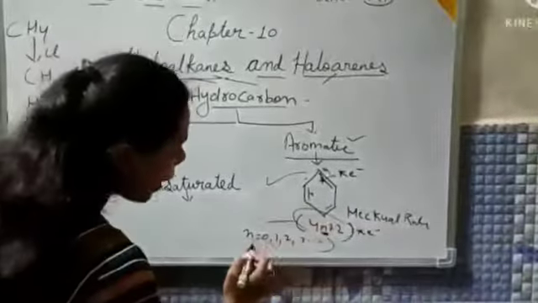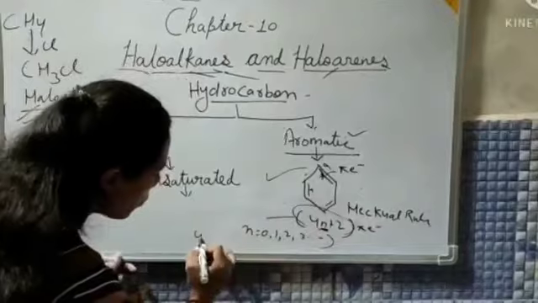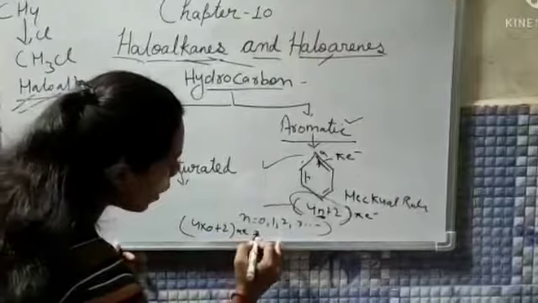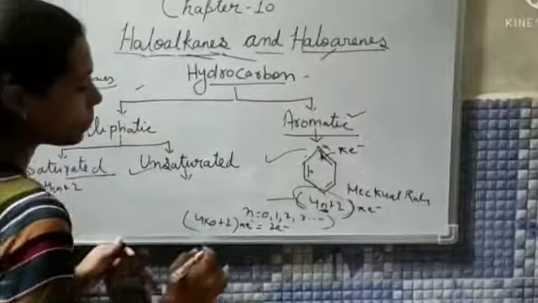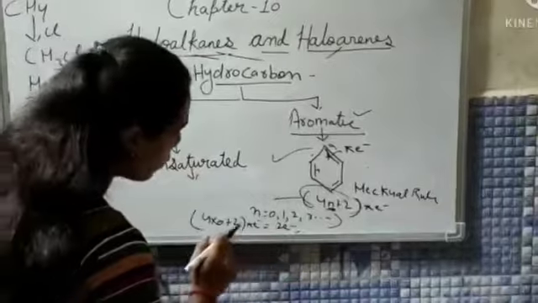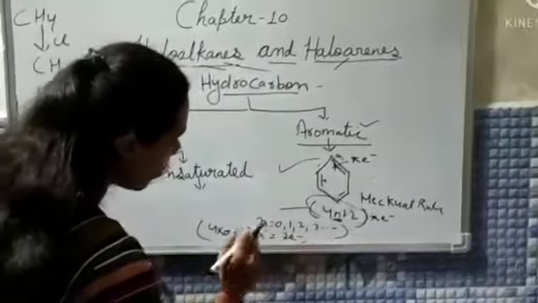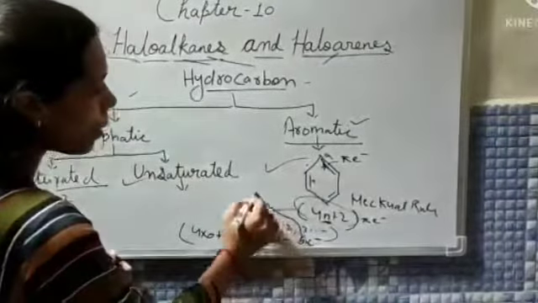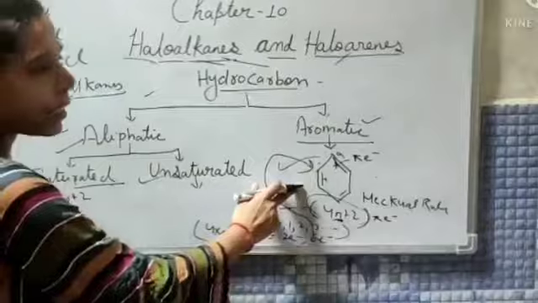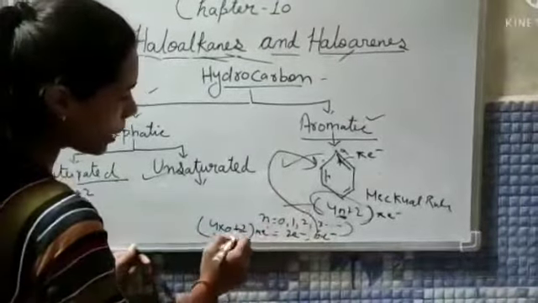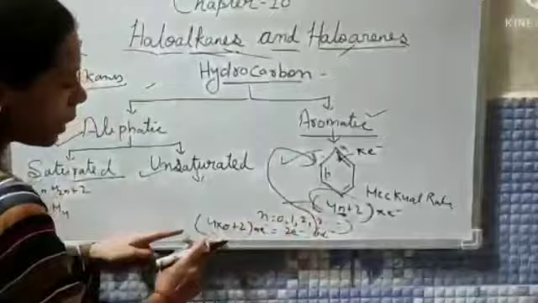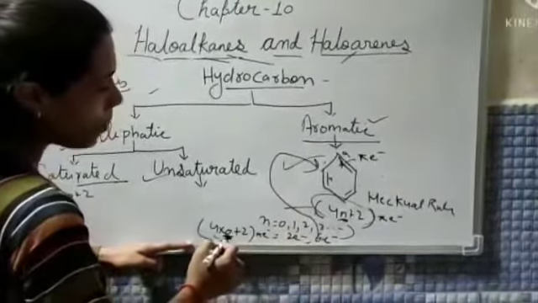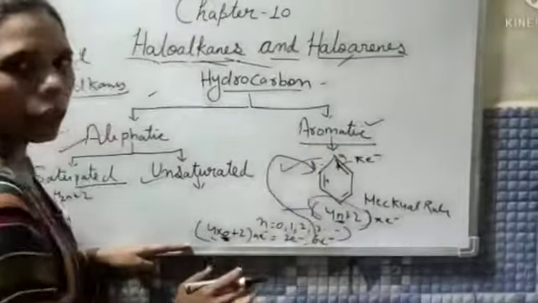Now see, if we put the value n equal to 0, then 0 plus 2 becomes 2. How many electrons are present here? 2 electrons are present. And if we put the value n equal to 1, then 4 plus 2 is 6, so 6 electrons are present. So an aromatic ring contains 6 electrons. It comes in the category of aromatic and follows Huckel's rule also. In Huckel's rule, if it has 2, 6 electrons like this, we put the value of n, and then we come to know that it comes in the category of aromatic ring.